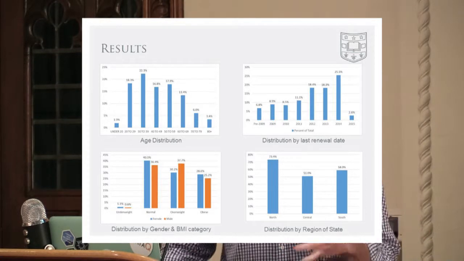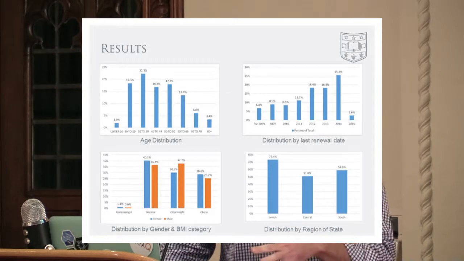One of the things that's nice about this particular data set is that there's a wide distribution, so you're less likely to have selection bias, which is something that we're really concerned with in surveillance work.